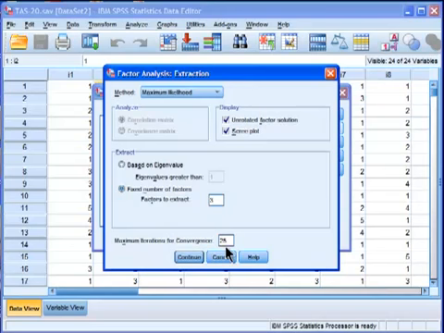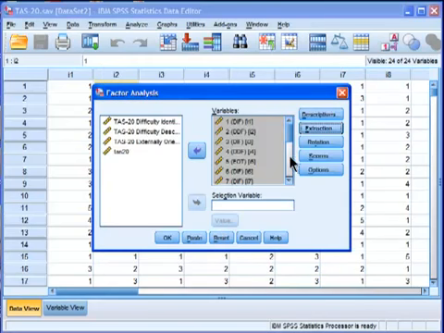Maximum iterations for convergence 25. It's quite rare to need more. I would say that if you do need more, if you need to pump that up, there's probably actually something wrong with your model. You're probably extracting too many factors, or there's some multicollinearity in your data. It's usually a problem, I think, if you need to change your convergence iterations.